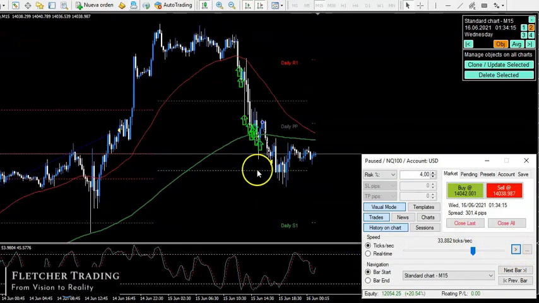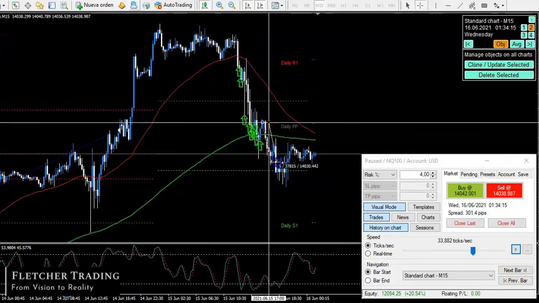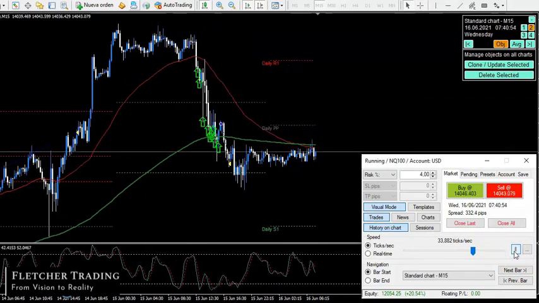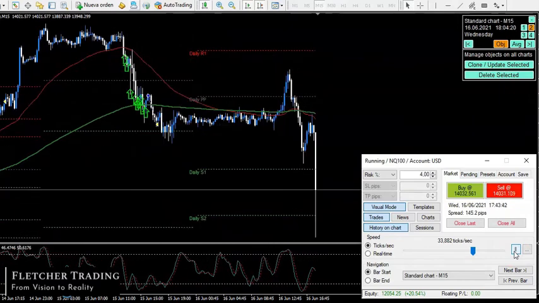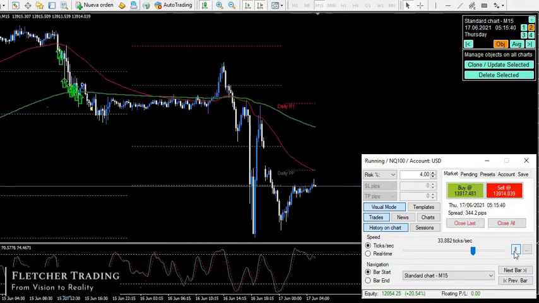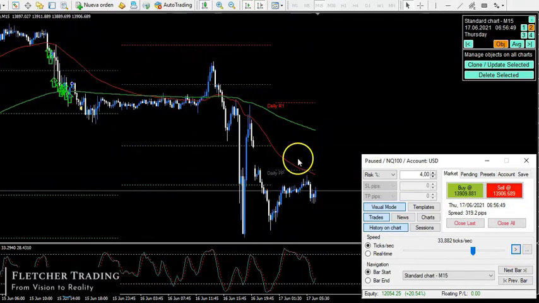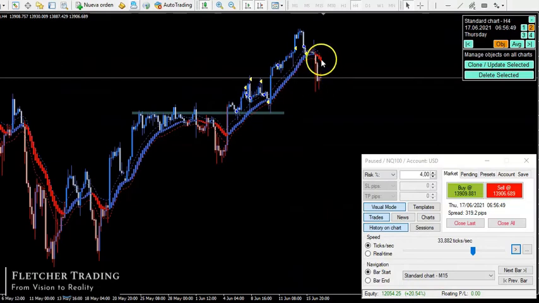Okay, so this is our second loss here. We've just been taken out of this position. Okay, it looks like we've just moved into a downtrend now. As we can see, the 50 is below the 200, and on the 4-hour chart, yep, we can see the trend trader has now turned red.